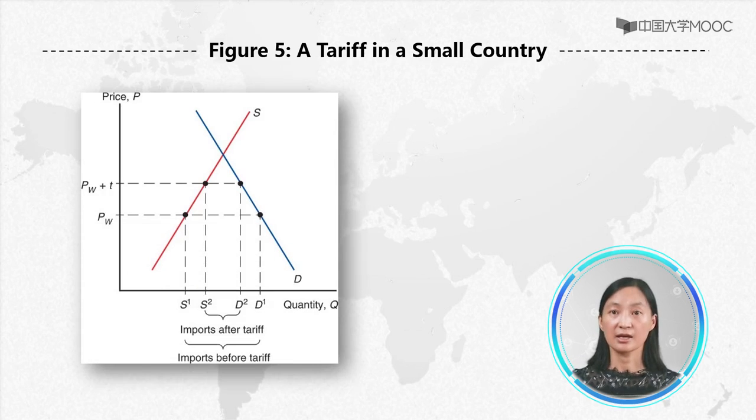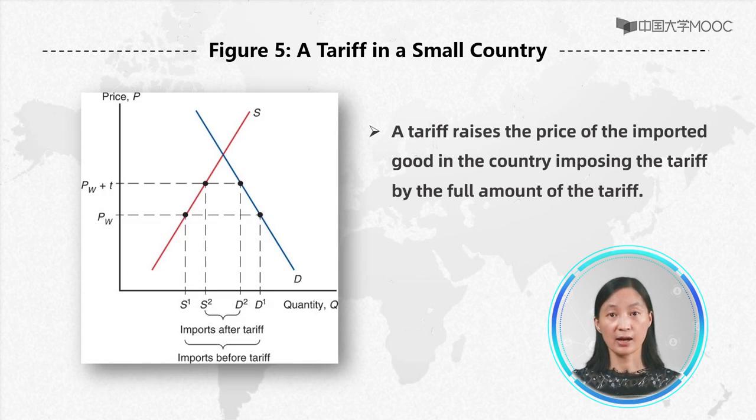In this case, a tariff raises the price of the imported goods in the country imposing the tariff by the full amount of the tariff, from PW to PW plus T. Production of the imported good rises from S1 to S2, while consumption of the good falls from D1 to D2. As a result of the tariff, then, imports fall in the country imposing the tariff.